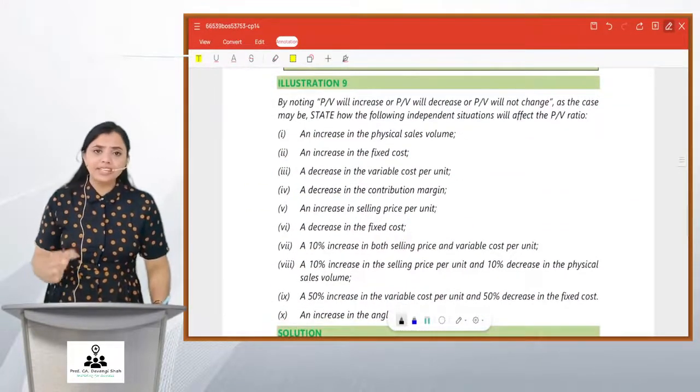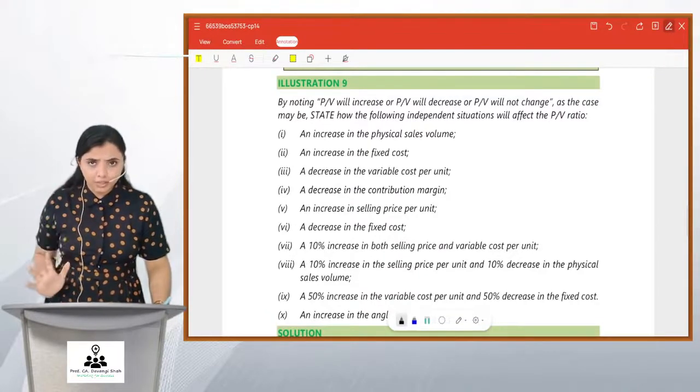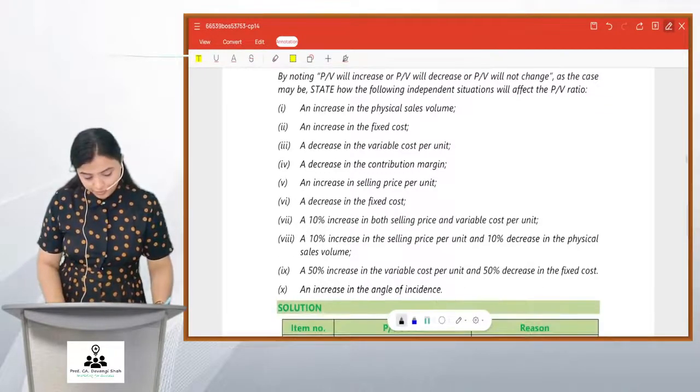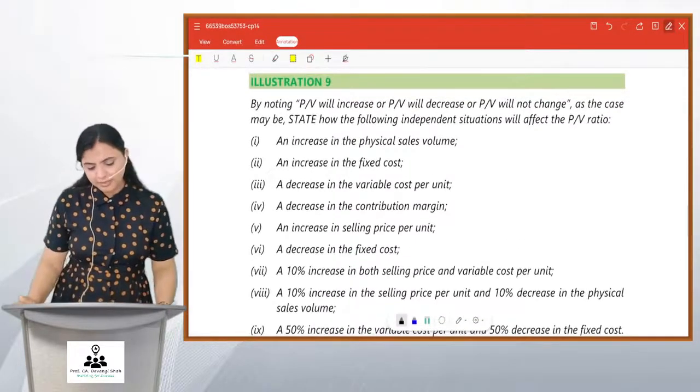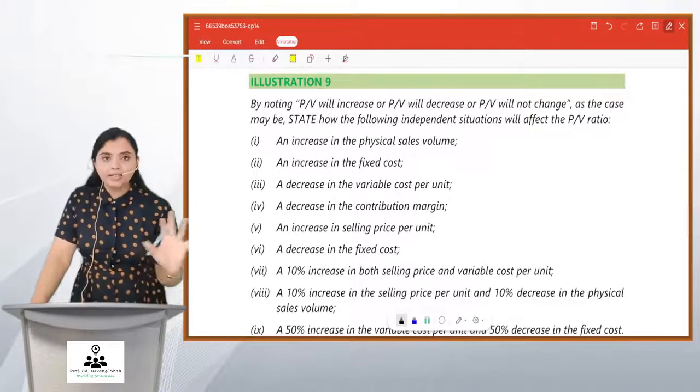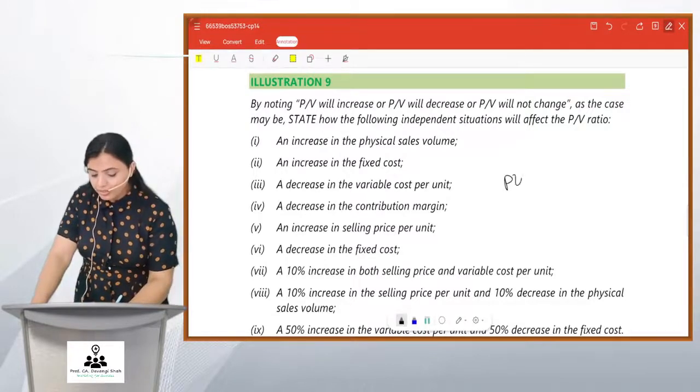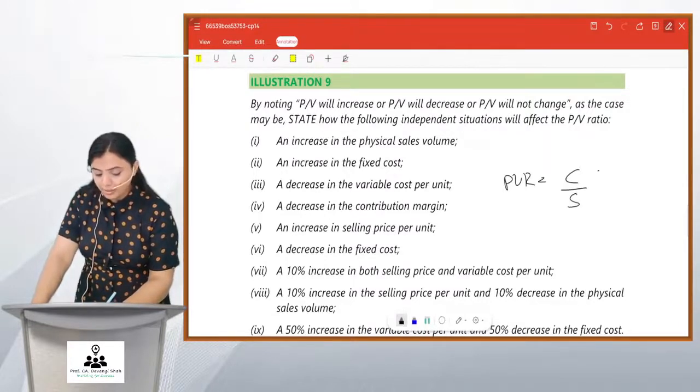Illustration 9 is very simple. I want you to manage on your own. Or let's do it in a minute's time. It's very simple. Before I start, let me tell you, PV ratio is contribution upon sales into 100.